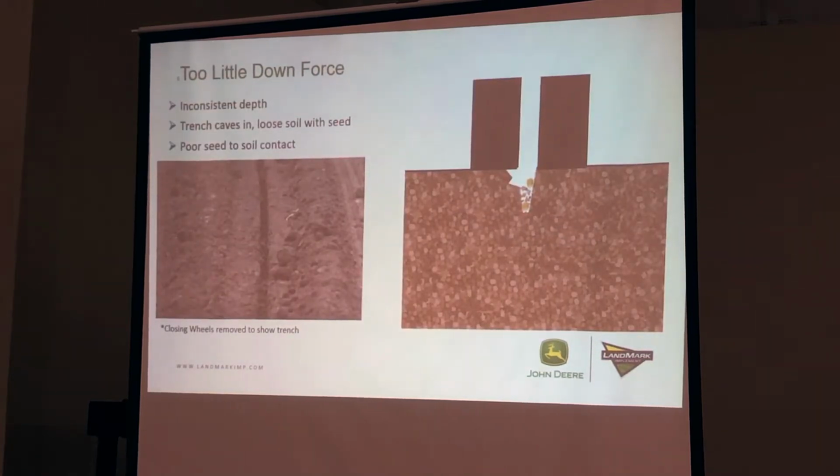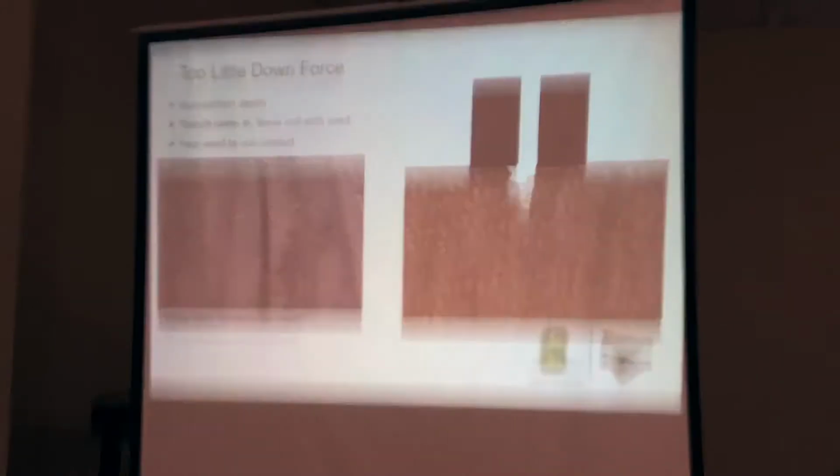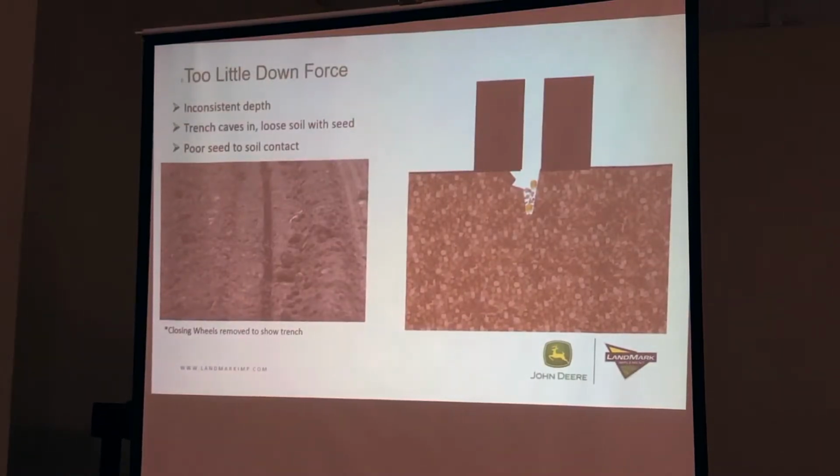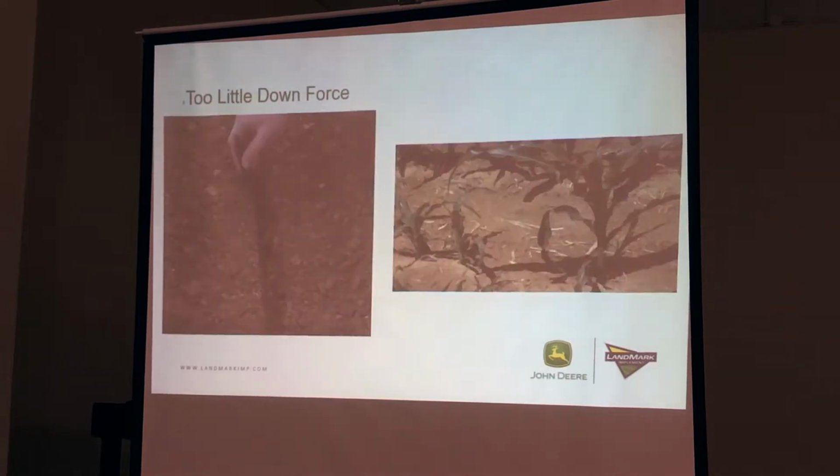With too little downforce, you're going to have inconsistent depth. The trench sidewalls are going to be caving in, loose soil with the seed, and you're going to get inconsistent depth, and you're going to have poor seed to soil contact. In the photo on the left, you can see the sidewalls caving in and you don't see a defined trench. And then on the right-hand picture there, you'll see the effects of too little downforce where you're getting uneven emergence on your plants.